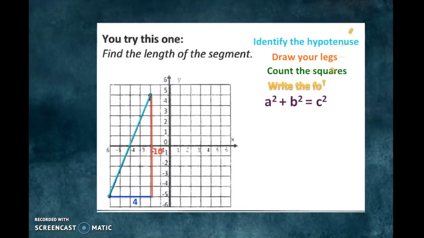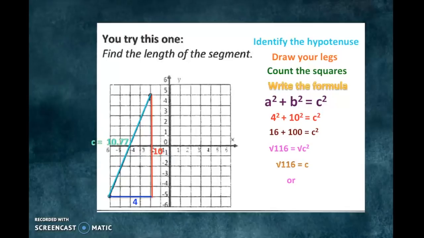Then we're going to plug that information into the formula. 4 squared plus 10 squared equals C squared. Let's solve. 16 plus 100 is equal to C squared. Now we're going to find the square root of that number so we can undo the square to find C. Our answer can be the square root of 116, that is our exact answer, is equal to C, or our approximate answer, C is equal to 10.77.